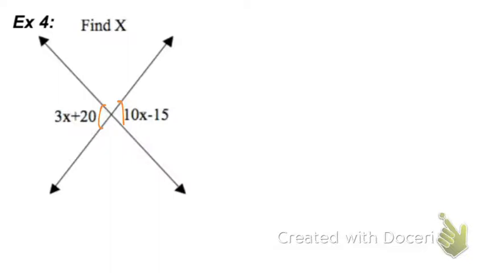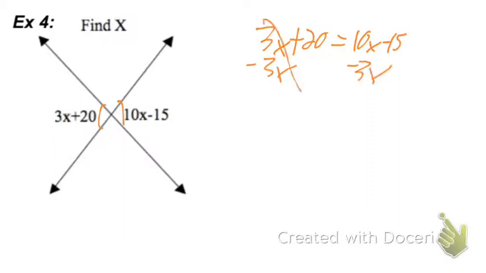Talking about this one. So set them equal. 3x plus 20 equals 10x minus 15. Subtract 3x. Put our x's together. 20 is equal to 7x minus 15.